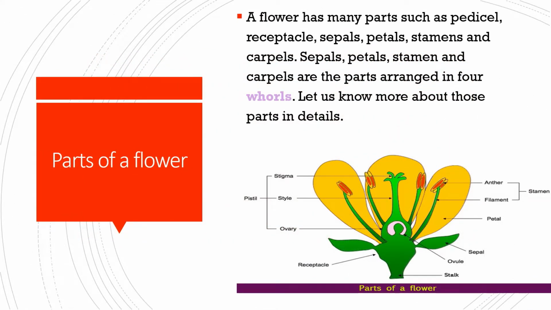Parts of a flower. A flower has many parts such as pedicel, receptacle, sepals, petals, stamens, and carpels. Sepals, petals, stamens, and carpels are the parts arranged in 4 folds. Let us know more about those parts in detail.